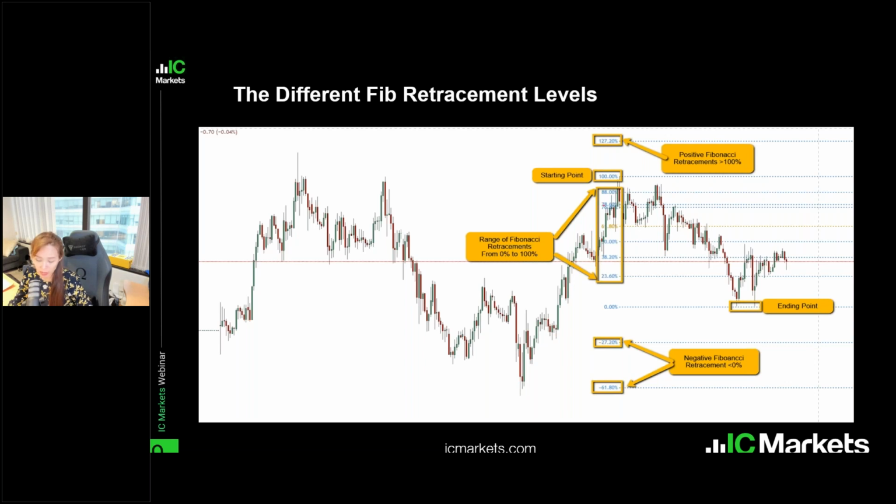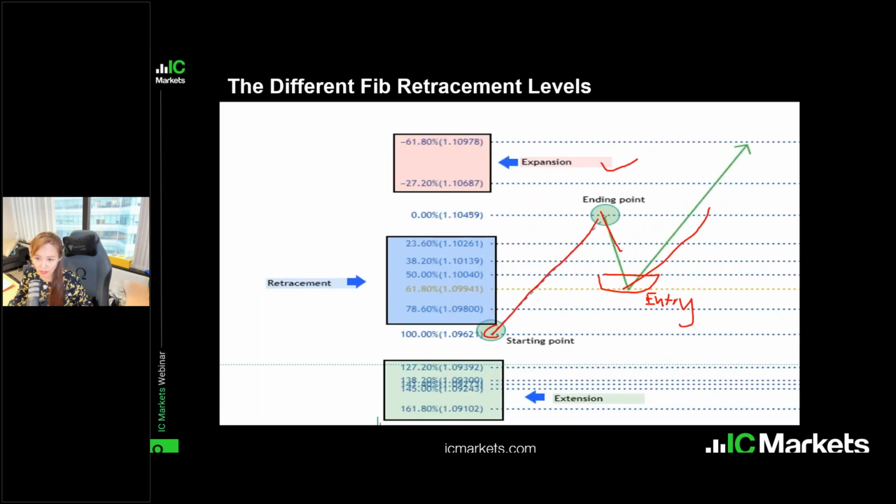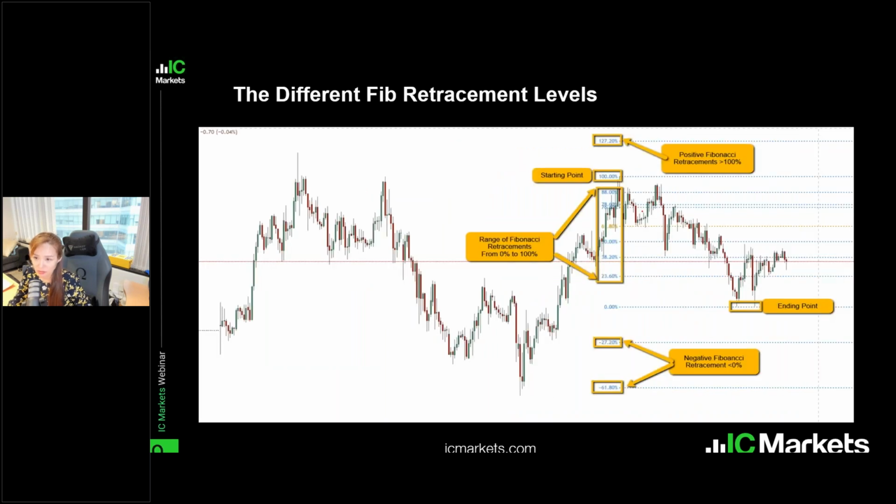Okay, this is on uptrend. This is on downtrend. So when you're on a downtrend, usually 100% is your starting point. You draw from here to here, your ending point, and then you wait for price to retrace. This time they retrace about 38.2% here. And then I think we're going to come down.